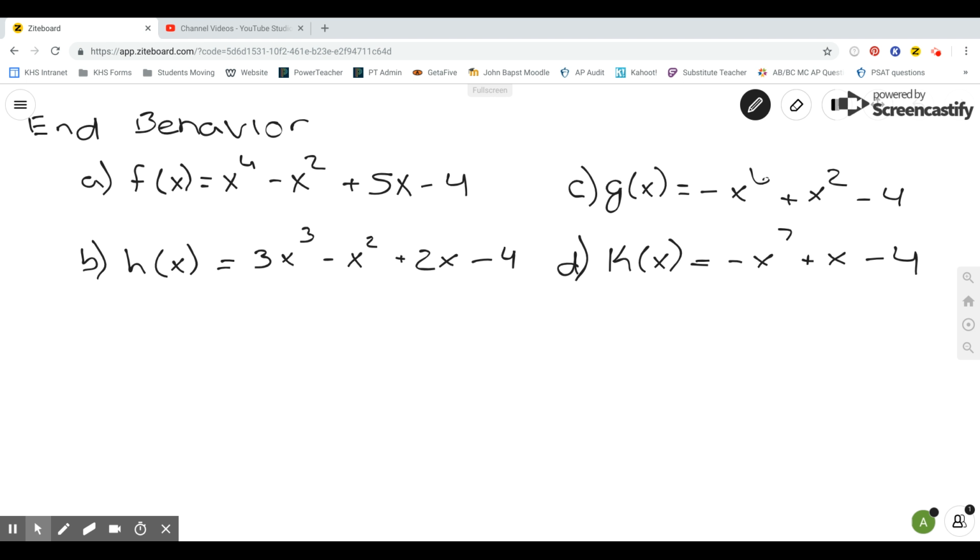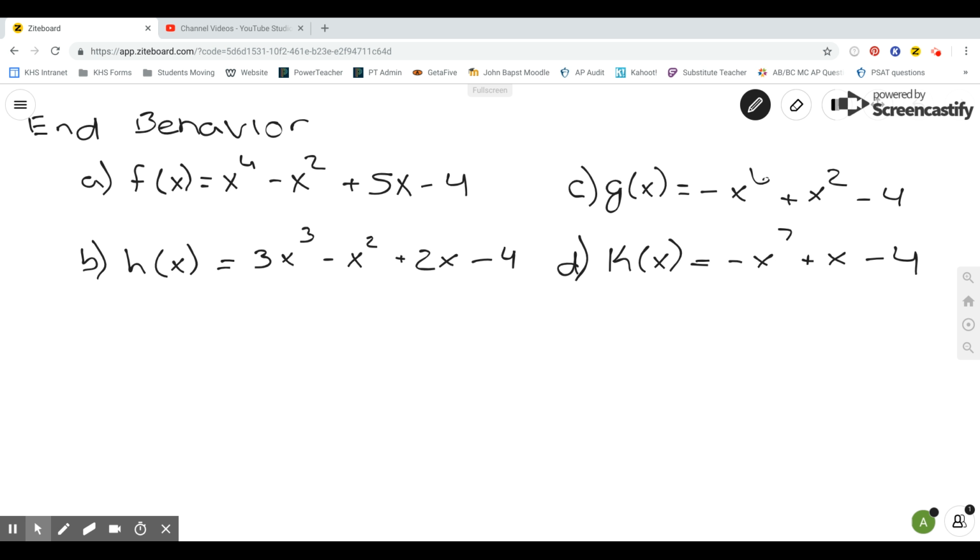All right, so we are looking at end behavior. What this means is when we plug in really, really large numbers of x, so when x goes out to infinity, what is happening with our y values? There's a couple of rules here that you can memorize and easily be able to figure these things out.